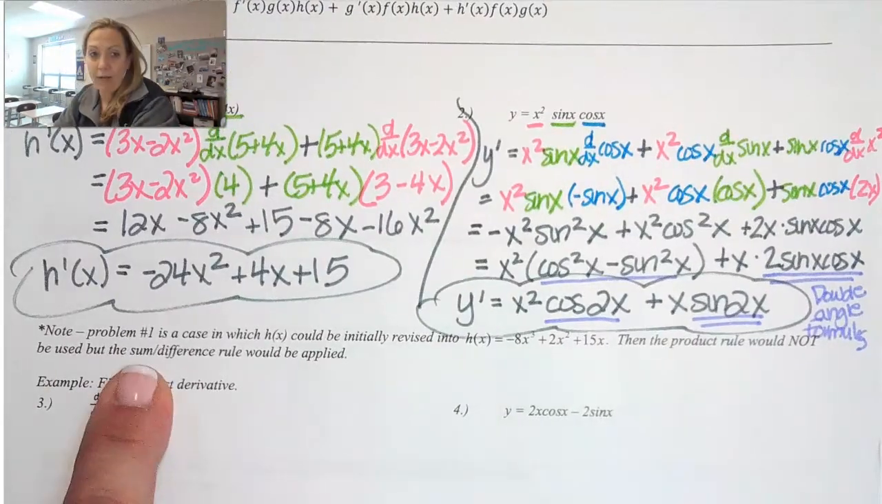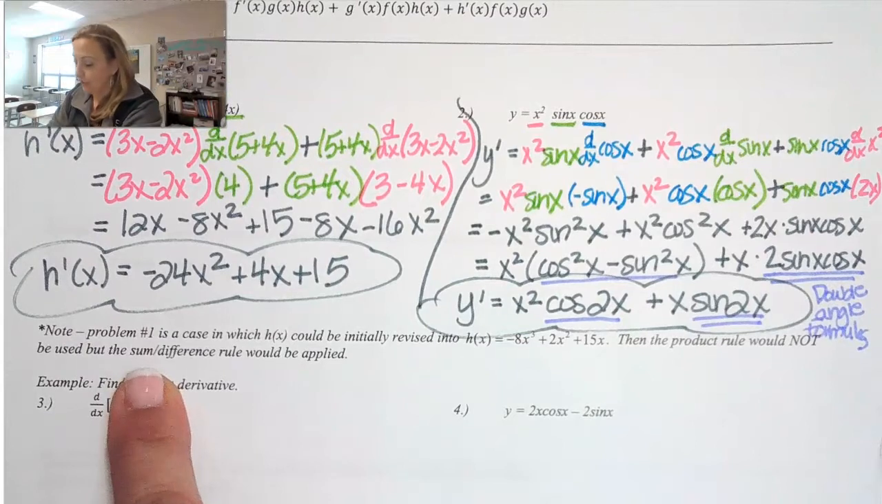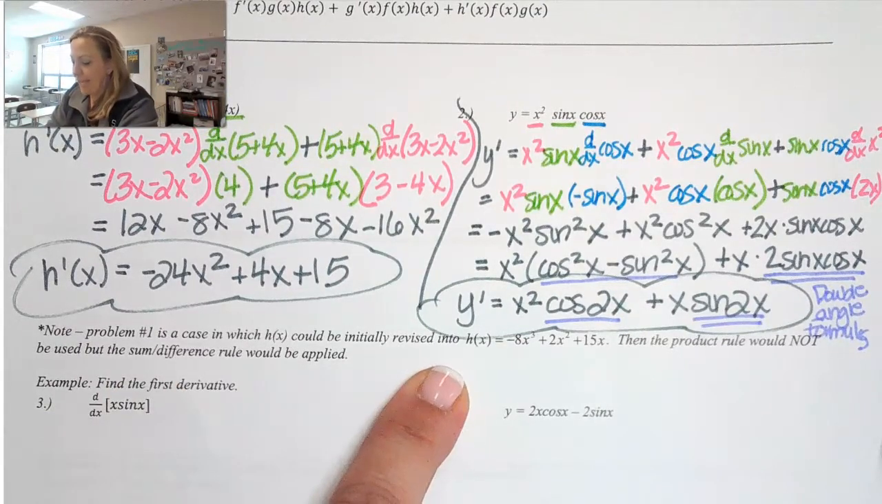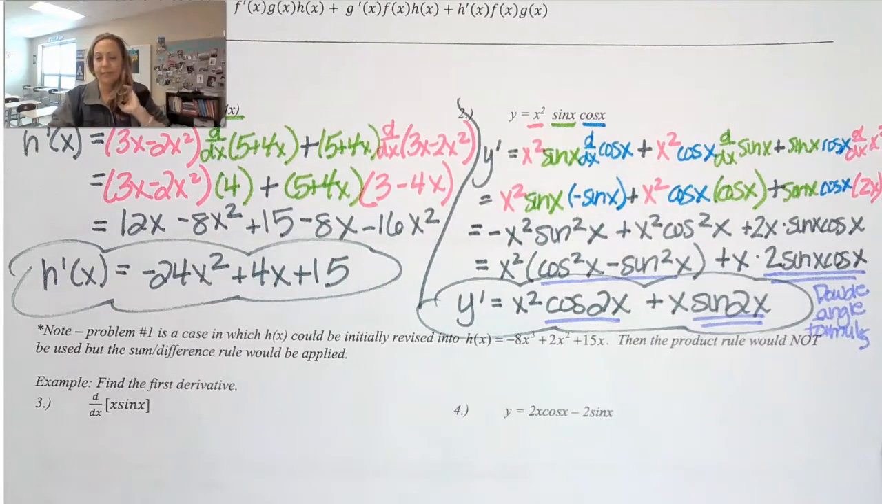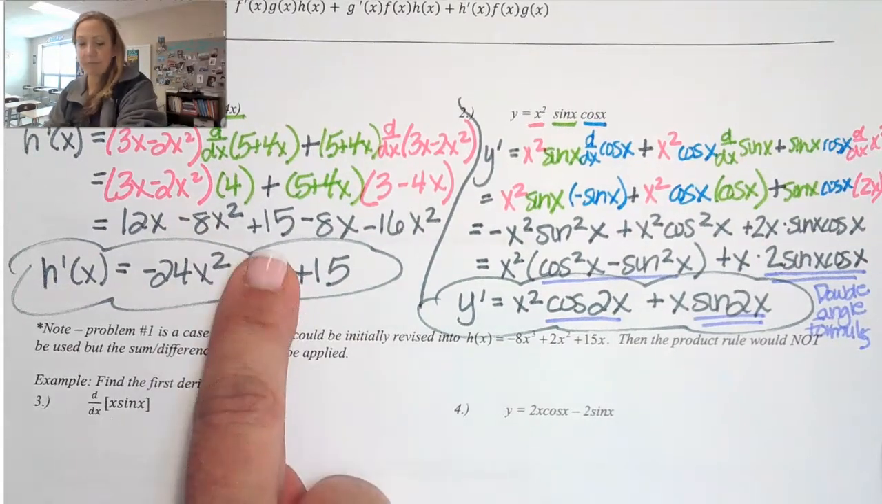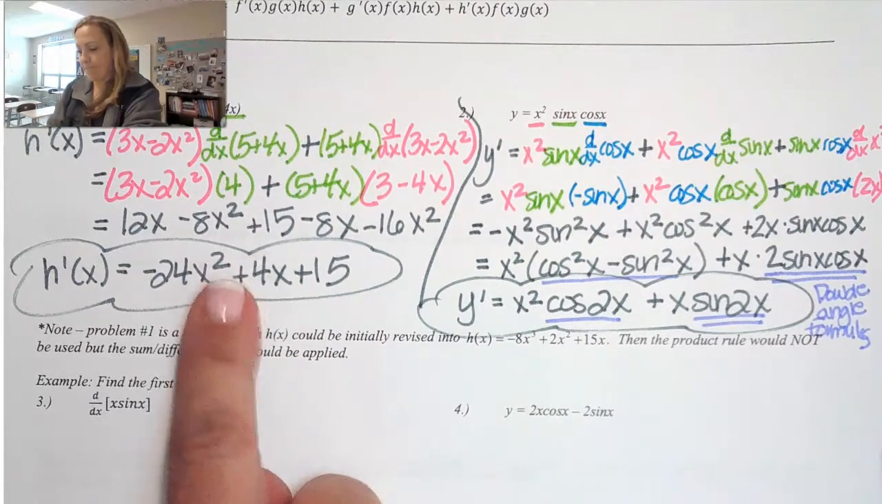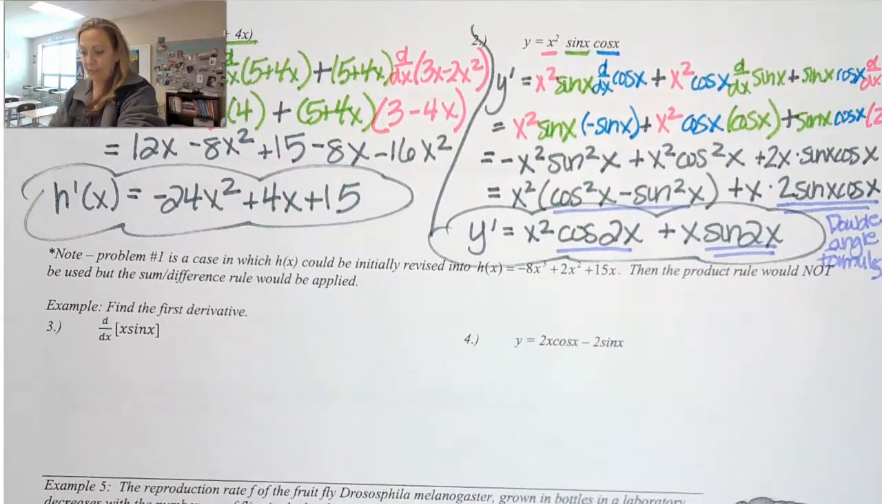Again, problem 1 was a case where h of x could have been revised. And then we wouldn't use the product rule, but we would use the power rule and the sum difference rule. But this was really nice for us to be able to practice the product rule that we just learned.